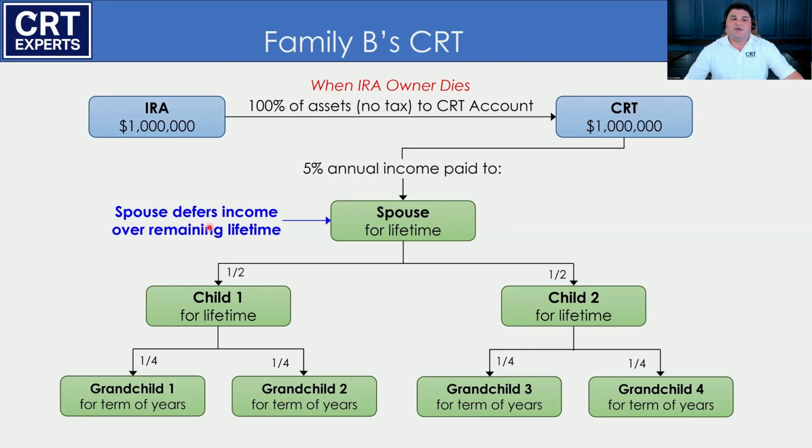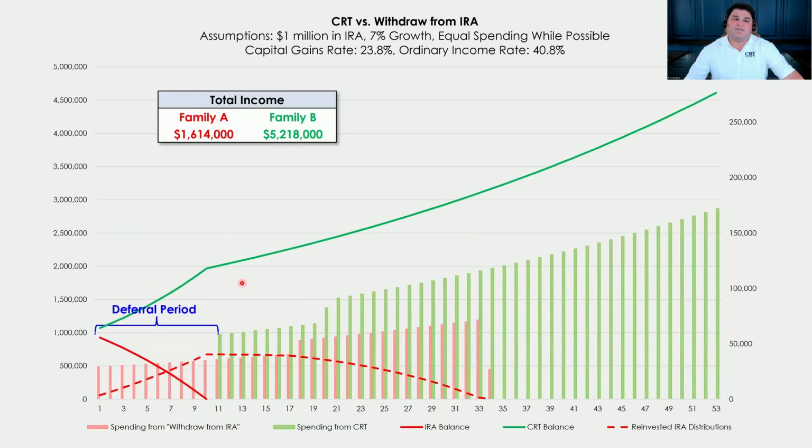So what we're doing here is the same structure, same CRT, we're just structuring it so that the spouse can defer income. Let's assume that the spouse defers income. She gets a 10-year life expectancy. So let's look at the same overlay, except we're going to put a 10-year upfront deferral period on the CRT assets. What that's doing is delaying distributions for 10 years, so it's allowing those trust assets to compound more rapidly.